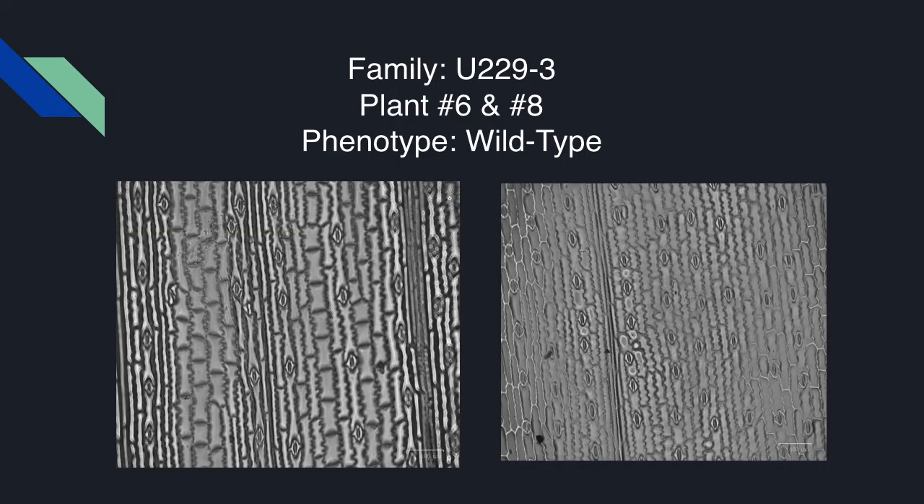These pictures show slides from the Zoe fluorescent microscope of 2 maize plants from the family U2293. The pictures show plants 6 on the left and 8 on the right, which are both wild types. You can tell that they're both wild types due to there being no defects in the subsidiary and guard mother cells of the plants.